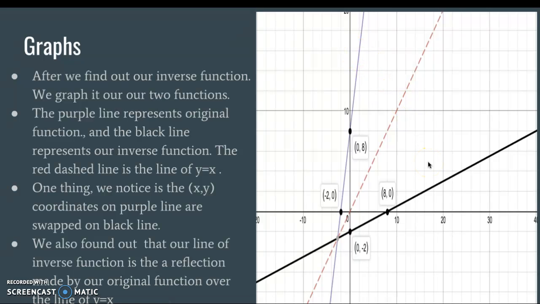And yeah, that's all we're going to learn today. We successfully found our inverse function, and we saw the graphs. The x and y just swap between the two lines, and it's a reflection over y equals x.